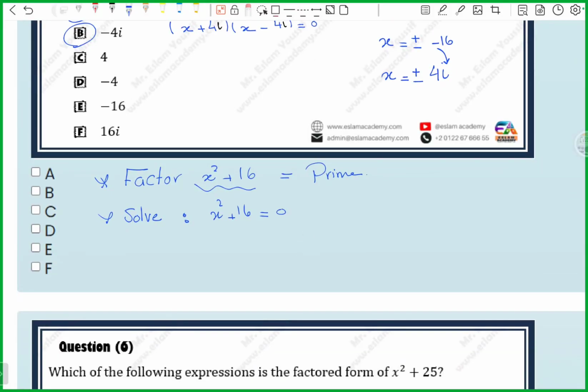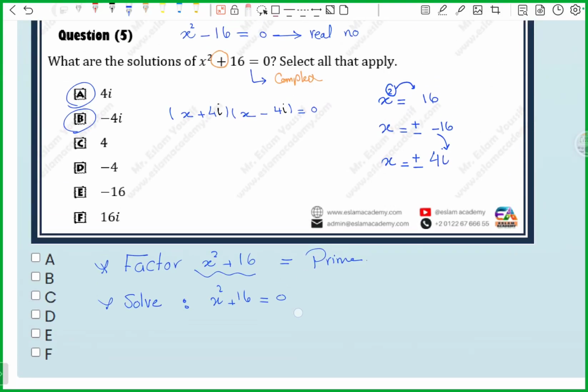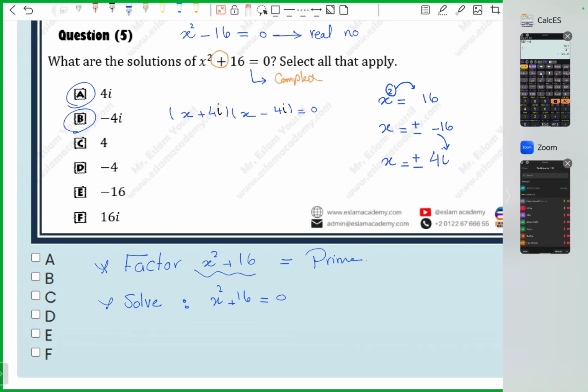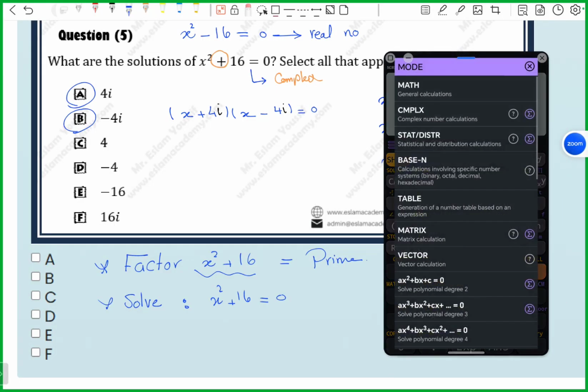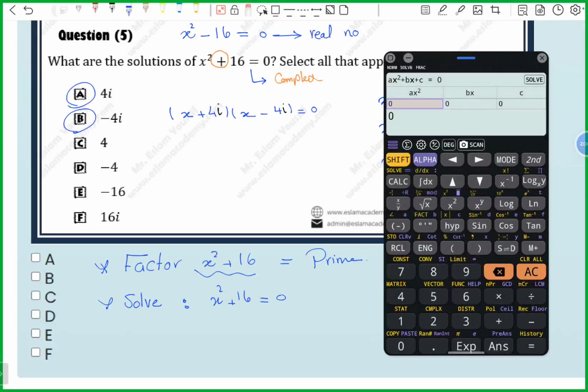Mr. Islam, yes. I also solved this on the calculator. If we press Mode and then Mode 5.3, the equation, I got the answer right away: 4i, negative 4i.